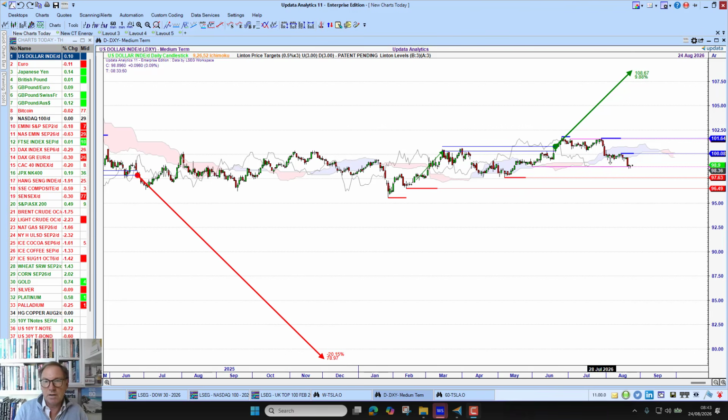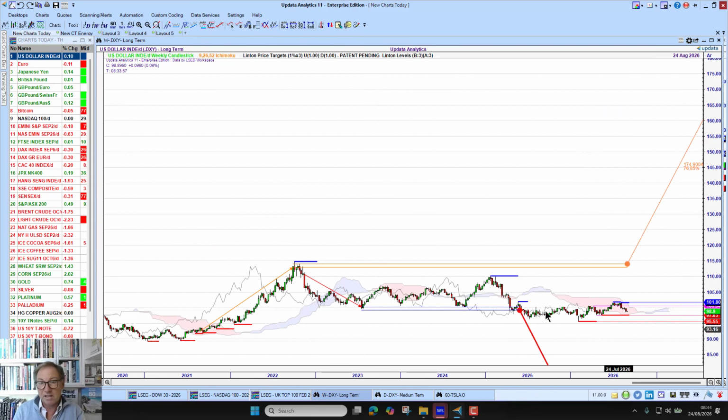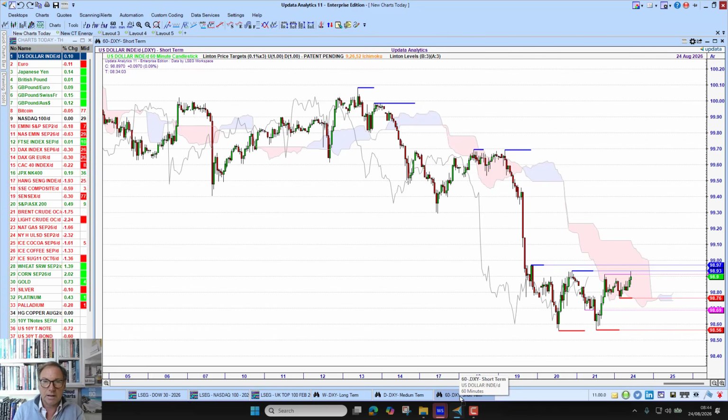This is the medium-term chart of the dollar. It did actually fall quite heavily middle of last week. If we look at the weekly chart, we can see that we are still struggling, just slowly deteriorating below the cloud. This is the 60-minute chart. We broke that 99.50 level last week and plummeted away there.